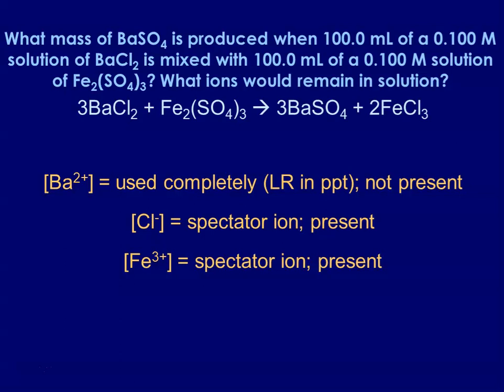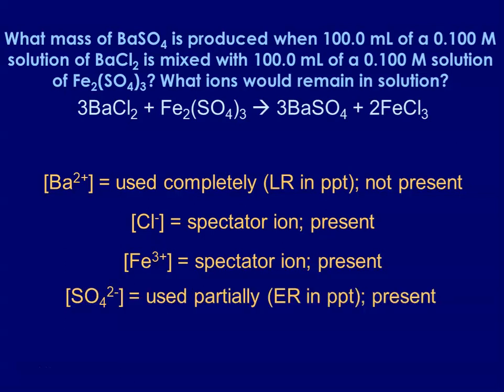Sulfate, however, was part of the excess reactant used to make the precipitate, and because sulfate did not get completely used, it too would be present in our final mixture. And then we would also obviously have our precipitate as well, the barium sulfate.